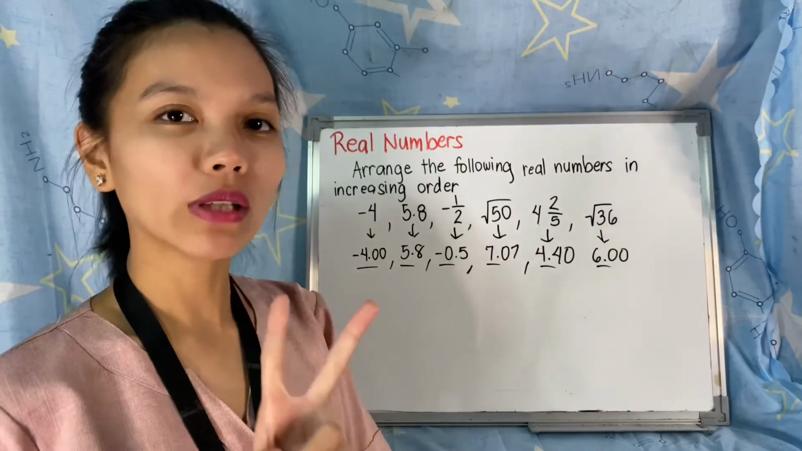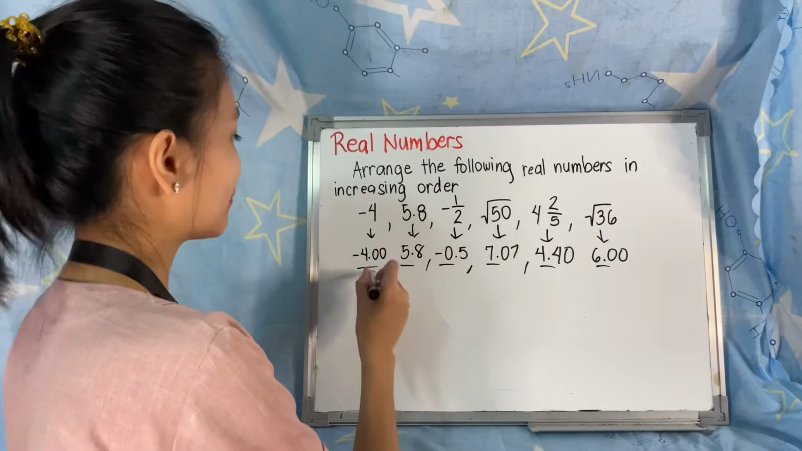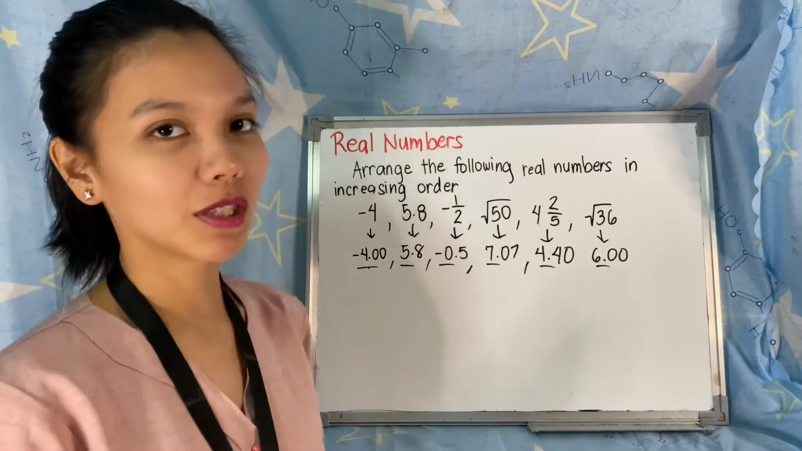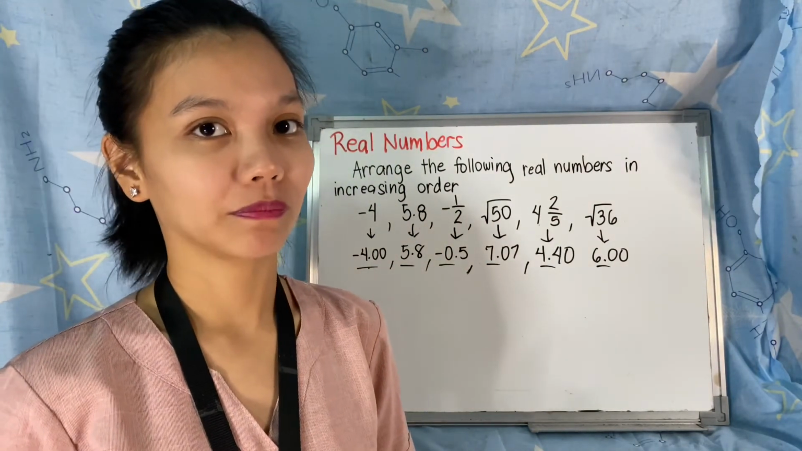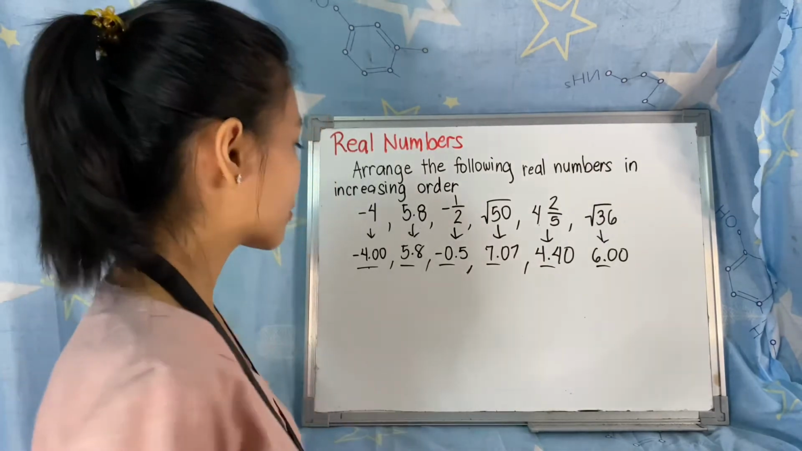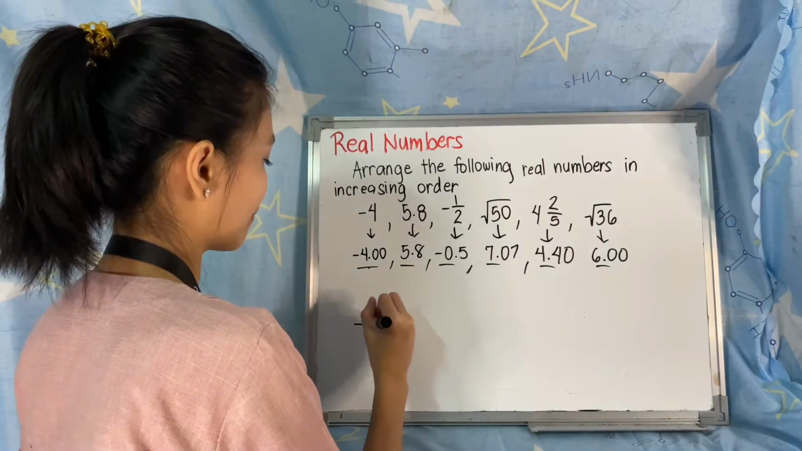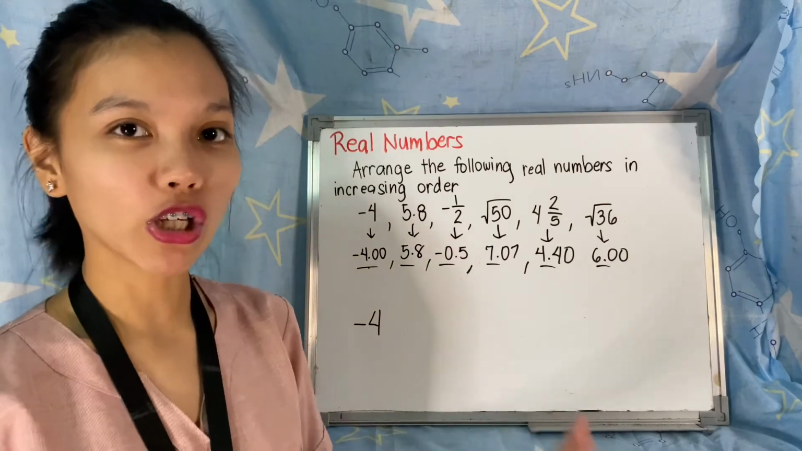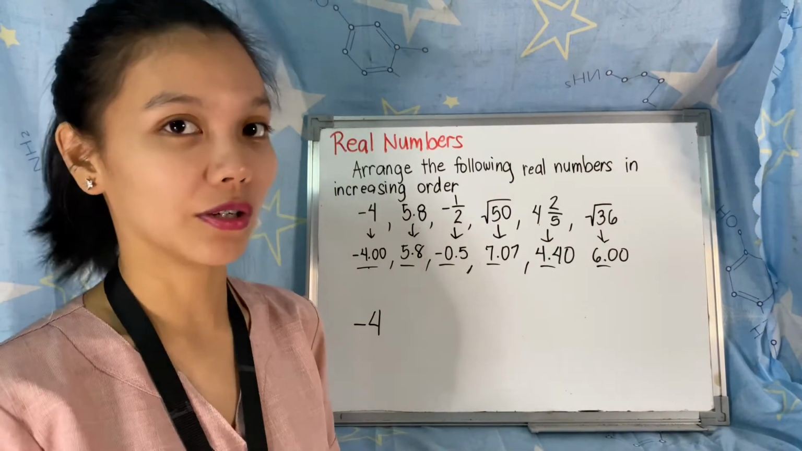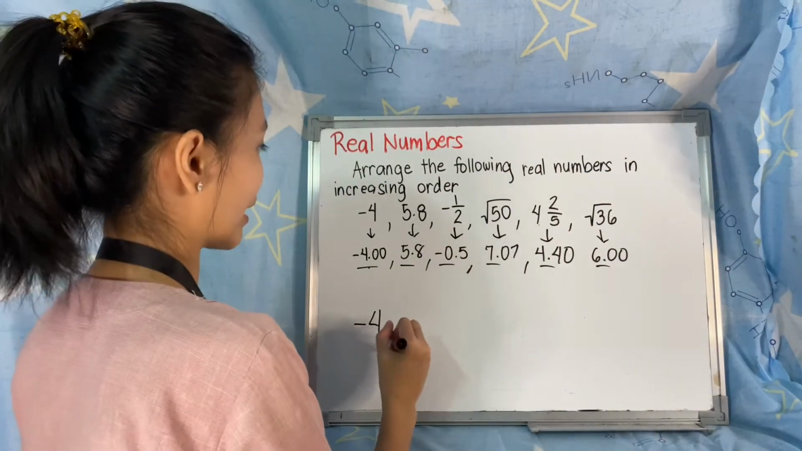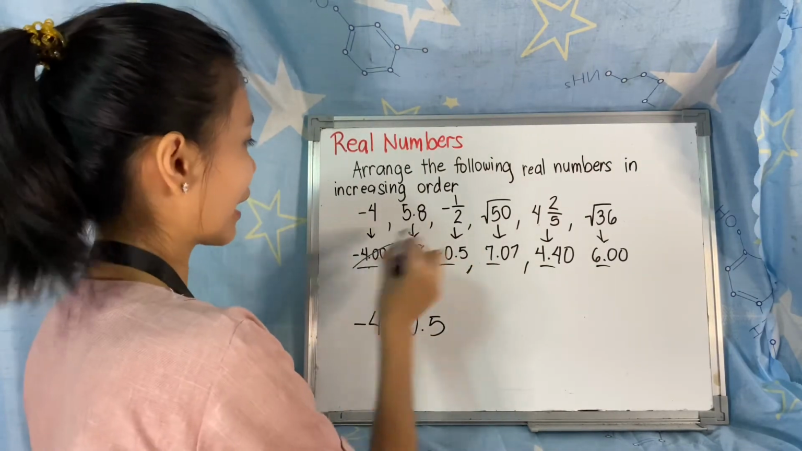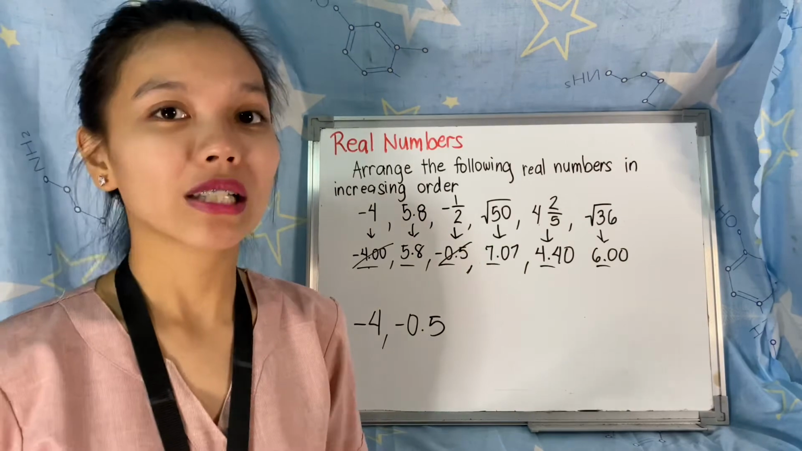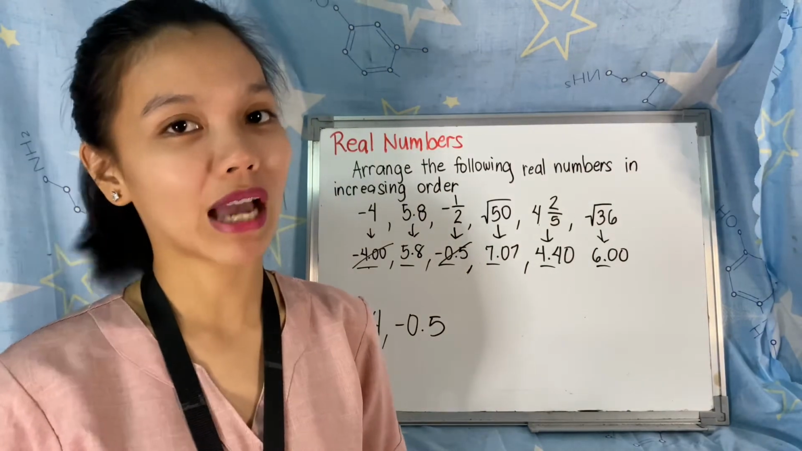So, dalawa lang yung negative dito. We have the negative 4 and the negative 0.5. So, alin dyan yung mas maliit? Yes, very good. So, mas maliit dyan si negative 4. Kasi mas malayo yung distance niya kay 0. So, ang susunod na dyan ay yung negative 0.5. So, alisin na natin para hindi kayo malito sa pag-arrange, para hindi nyo na siya magamit ulit.